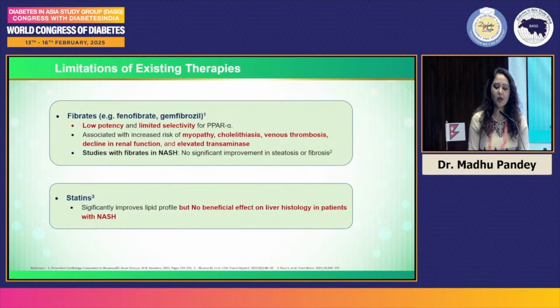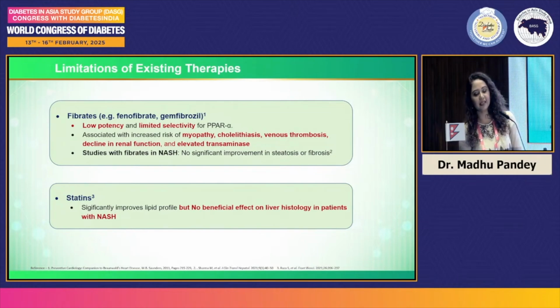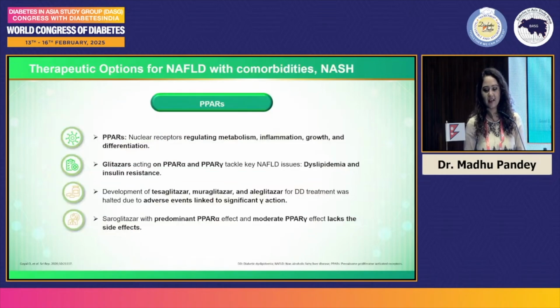So limitations of existing therapies. Fenofibrates have low potency and limited selectivity for PPAR alpha, and are associated with increased risk of myopathy, cholelithiasis, vein thrombosis, declining renal function, and elevated transaminases. Studies with fibrates in NASH have shown no significant improvement in steatosis or fibrosis. Statins do improve the lipid profile, but are not beneficial on liver histology in patients with NASH.